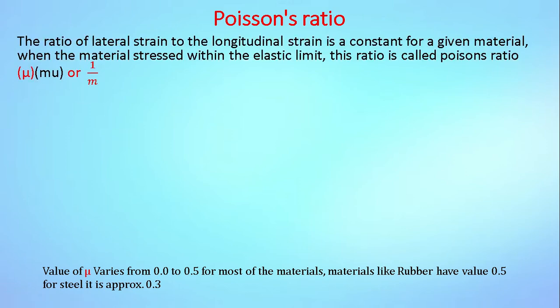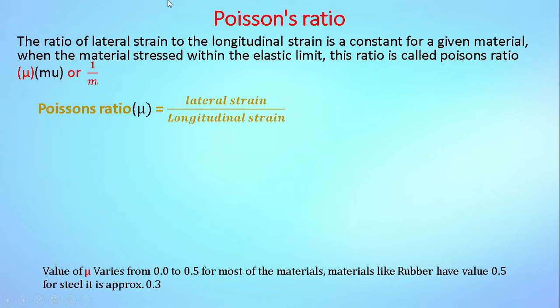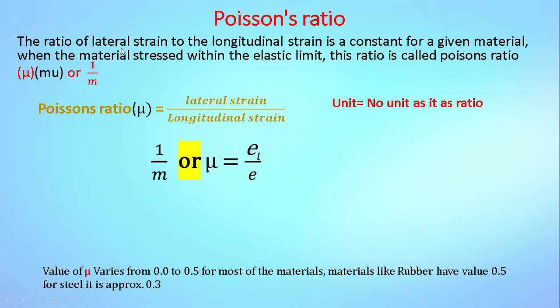The ratio of lateral strain to the longitudinal strain is a constant for a given material when material is stressed within the elastic limit. This ratio is called as Poisson's ratio. It is denoted by Greek letter mu, or it is also denoted by 1 by m. So Poisson's ratio mu is equal to lateral strain divided by longitudinal strain. It has no unit as it is a ratio of same quantity.